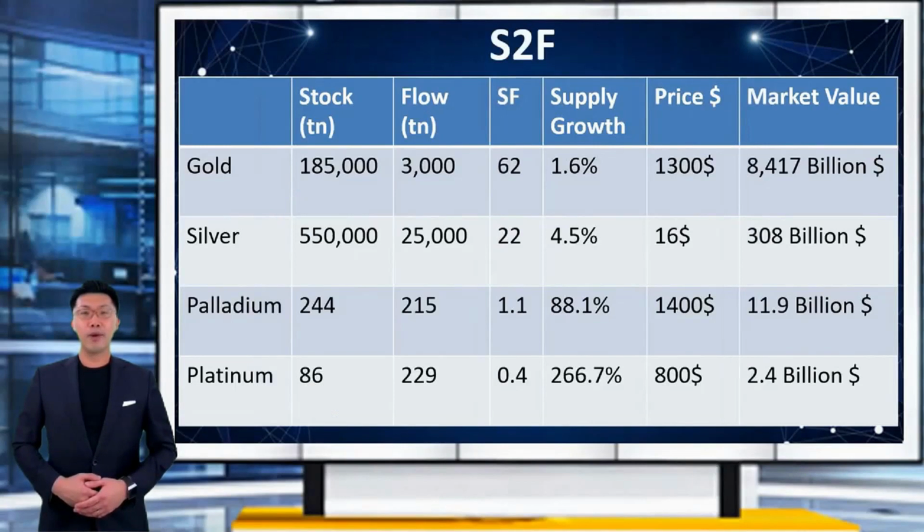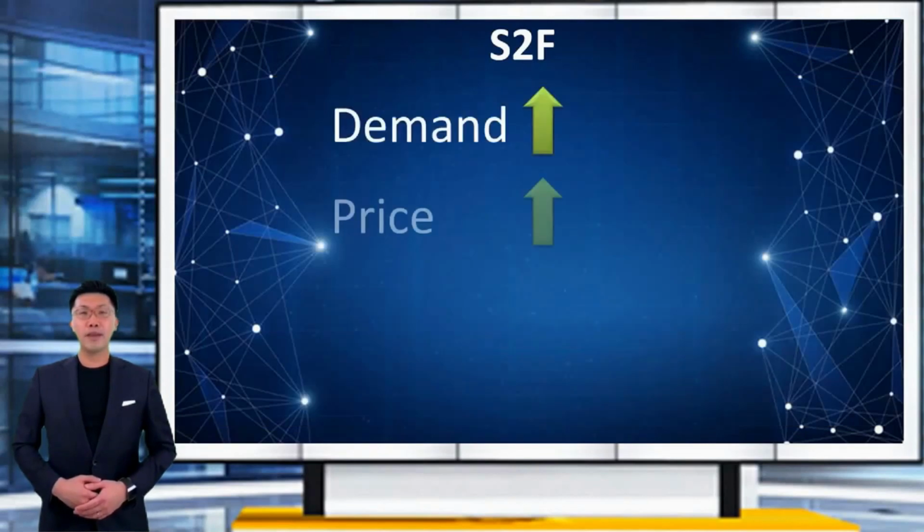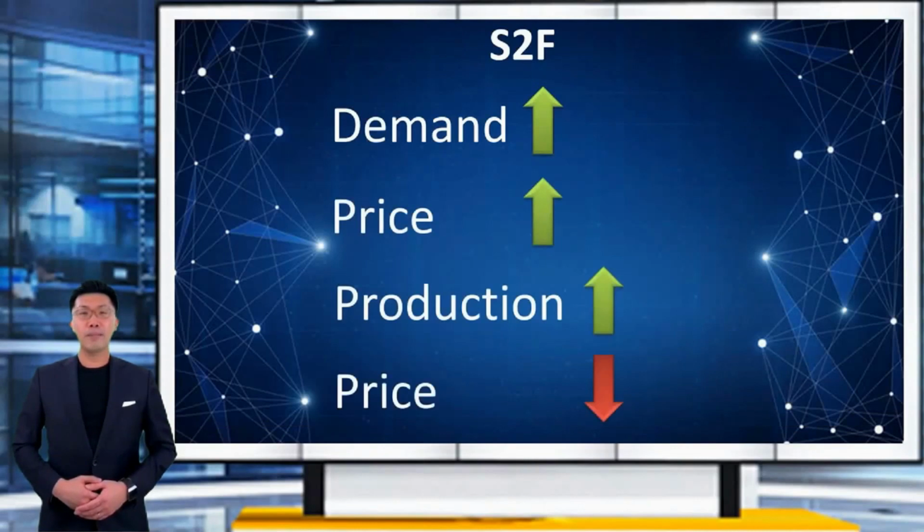Palladium, platinum and all other commodities have very low S2F values. Their value is very close to 1. Existing stock is usually equal to or lower than yearly production. It is almost impossible for commodities to get a higher S2F, because as soon as demand increases, price rises. If price rises, production rises and price falls again. As long as supply is not limited, even though demand increases, the price cannot increase for long.